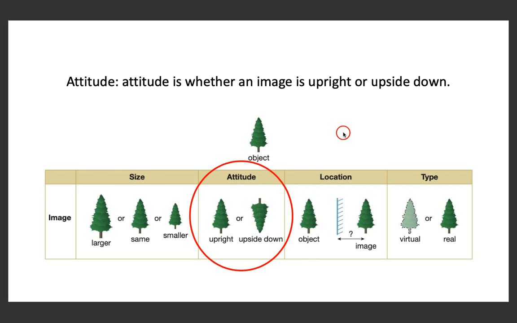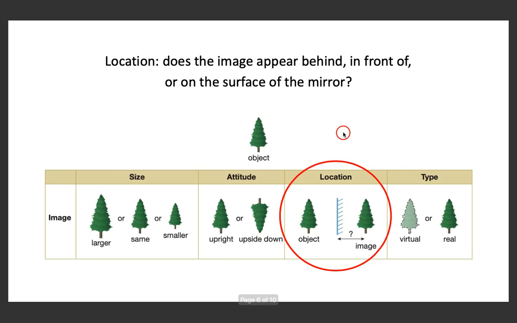Now, the location of the image refers to whether the image is behind, in front of, or on the surface of the mirror. Again, that idea might seem strange, but we're going to see that there are mirrors that create images that are in front of the mirror, for example, or on the surface of the mirror. We'll talk more about location soon. You don't need to worry too much about that now.